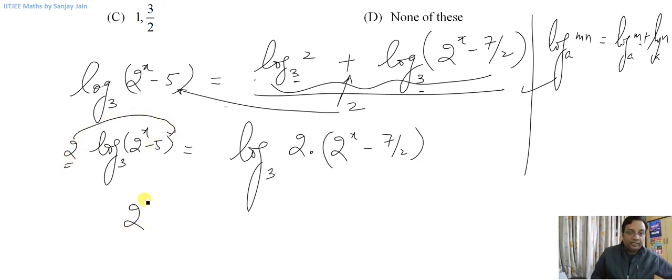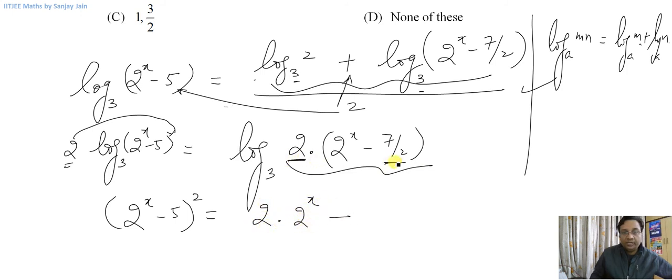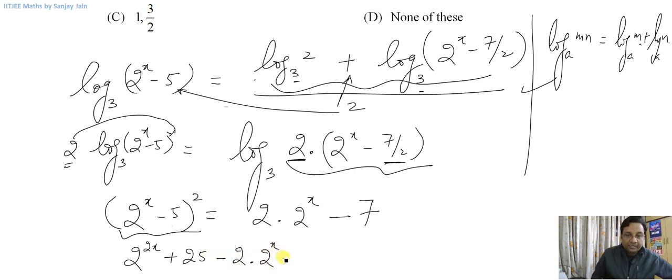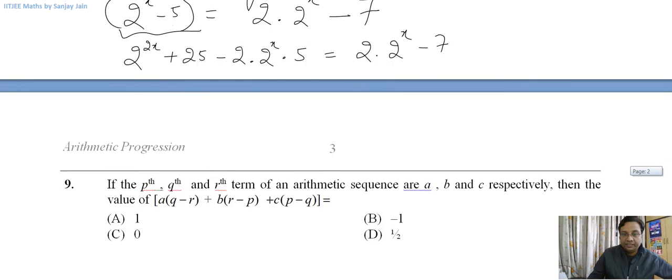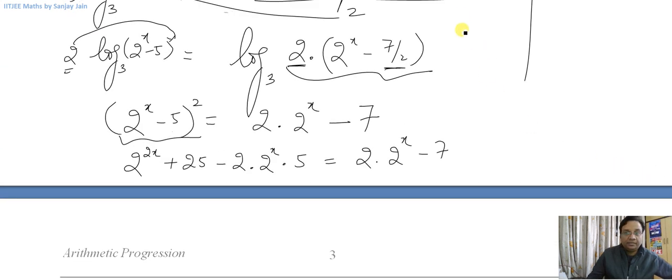So finally I can write 2 raised to power x minus 5 raised to power 2 is equal to this product here, which is 2 into 2 raised to power x minus 2 multiplied with 7 by 2 will give me 7. And here I have to square this. So it will be 2 raised to power 2x plus 5 raised to power 2, that is 25, minus 2 into 2 raised to power x into 5, and it is equal to 2 into 2 raised to power x minus 7.